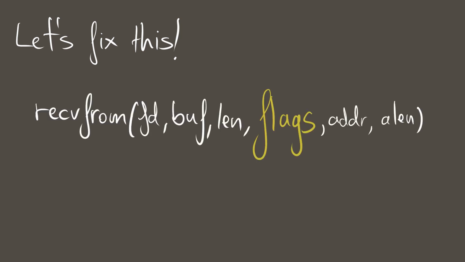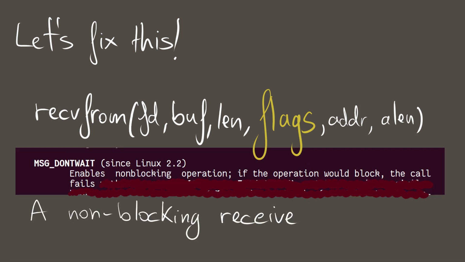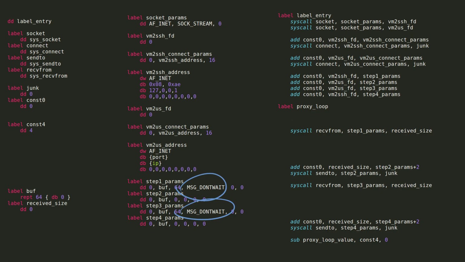While setting up the receive from parameters, we overlooked the flags, but by looking in the documentation, we can find about message don't wait. This makes it so that the syscall will exit without waiting for input if there is nothing queued up. This is exactly what we need, as there are cases in which we just want to skip a receive step if there's nothing to receive. Let's add the message don't wait flag to the receive from parameters.